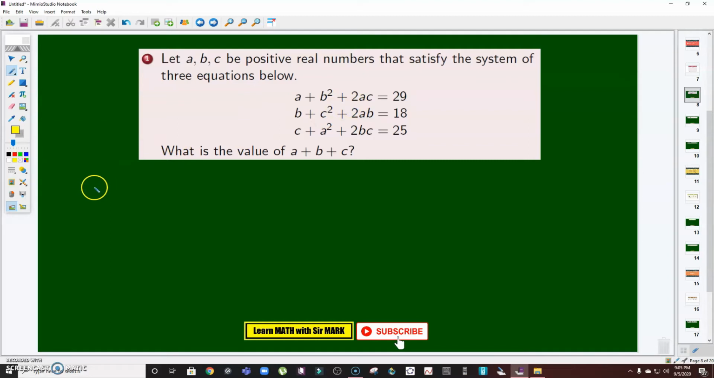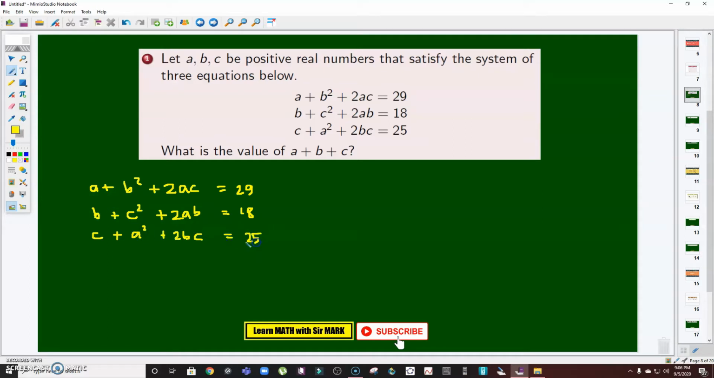For equation number 1, the first equation is A plus B squared plus 2AC equals 29. Now, for the second equation, we have B plus C squared plus 2AB equals 18. And last but not the least, the third equation is C plus A squared plus 2BC equals 25. It's not as difficult as it looks.